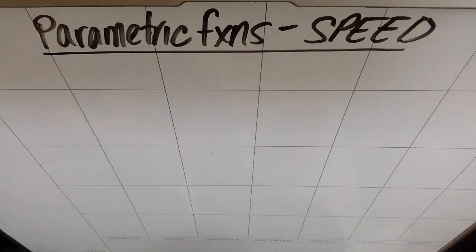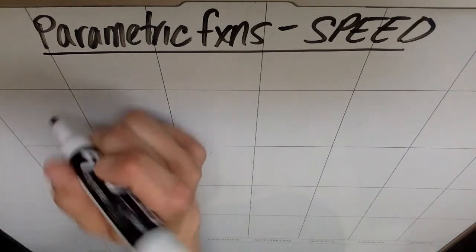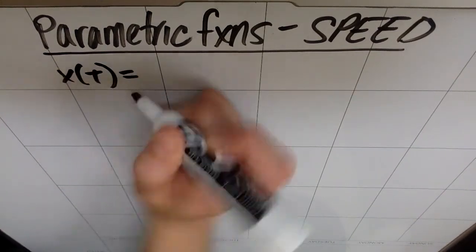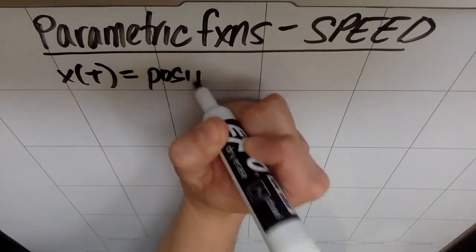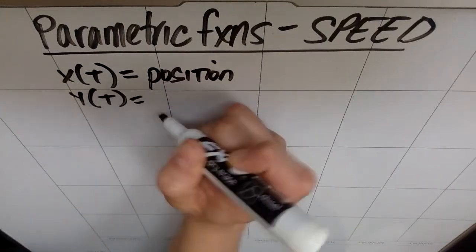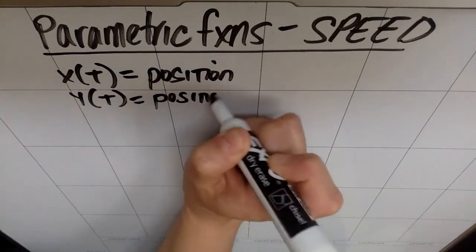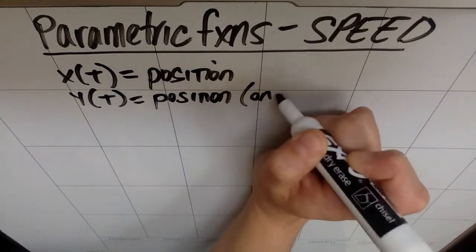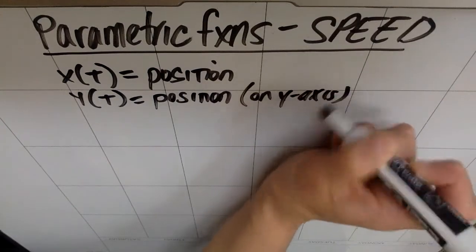So today we're going to do an AP BC topic, which is finding the speed of functions in parametric terms. So functions where you have horizontal position x of t and vertical position y of t. We've learned before that x of t is our position relative to the origin on the x-axis, and that y of t is our position relative to the origin on the y-axis, meaning vertically.